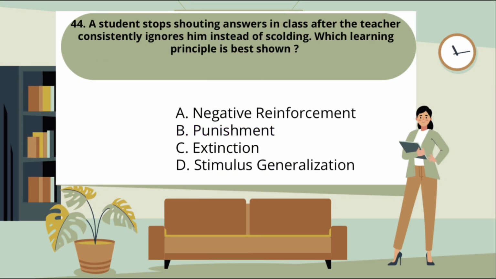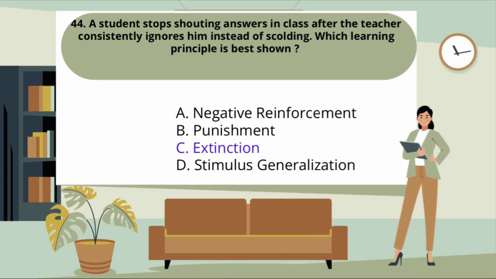Next, number 44. A student stops shouting answers in class after the teacher consistently ignores him instead of scolding. Which learning principle is best shown? Here are the choices. Letter A, negative reinforcement. B, punishment. C, extinction. D, stimulus generalization. So the answer here is letter C, extinction.